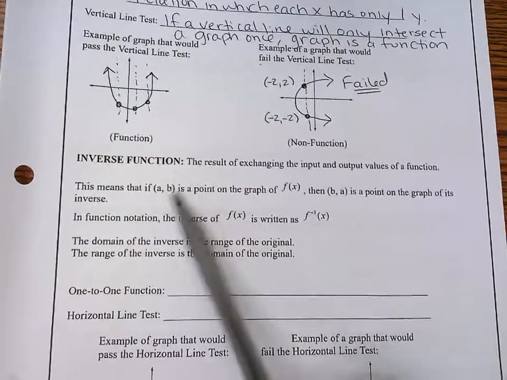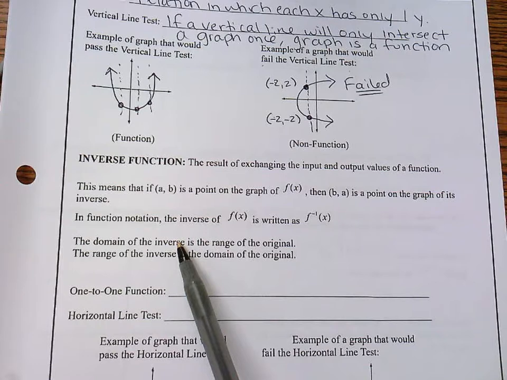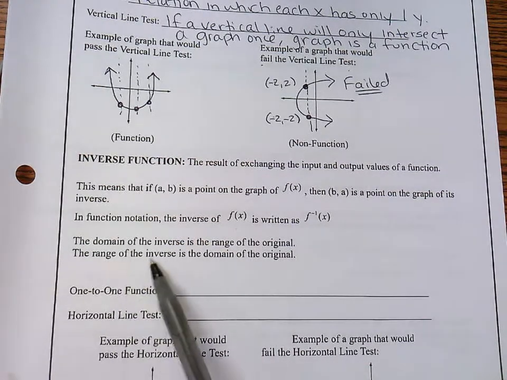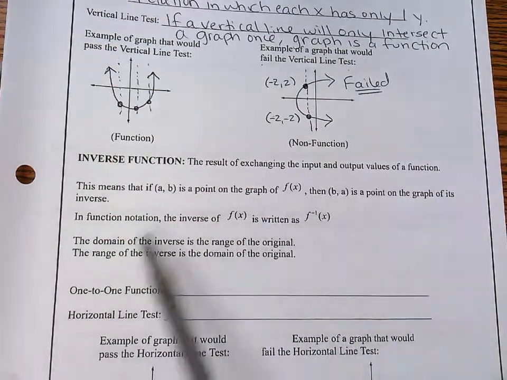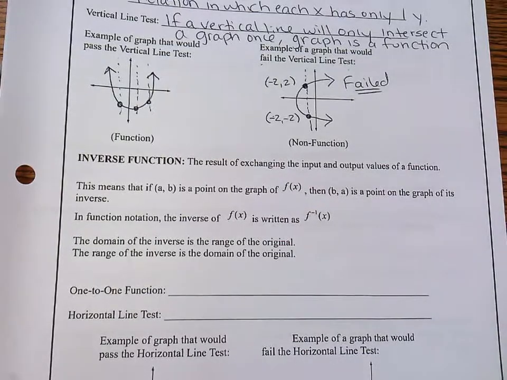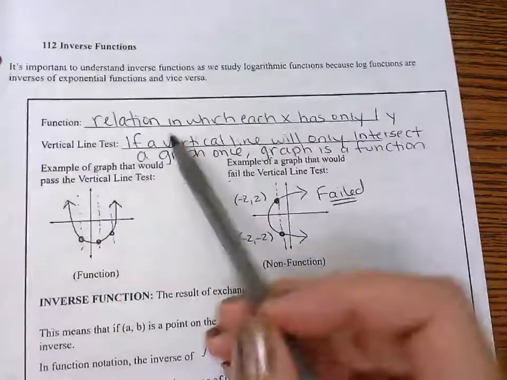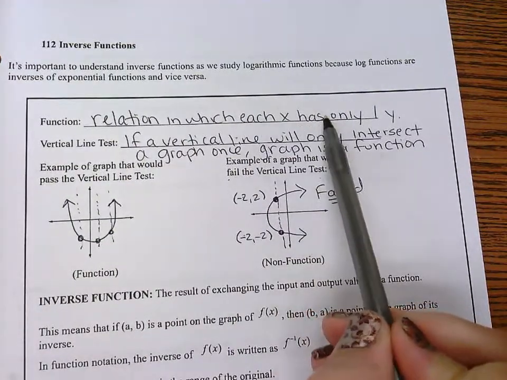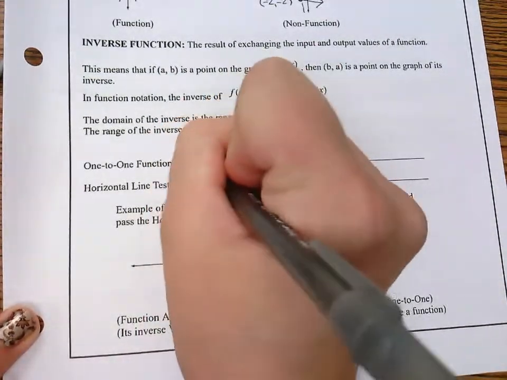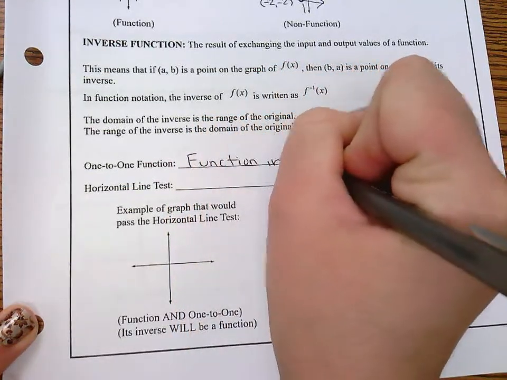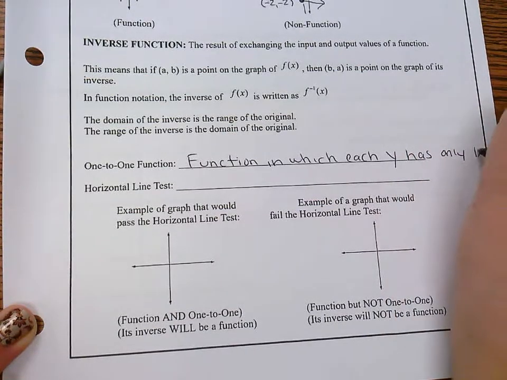If we're switching x and y, and that becomes y and x, the domain of the inverse is the range of the original, and the range of the inverse is the domain of the original. So if we're switching x's and y's, then we're just flip-flopping domain and range. That should kind of make sense. All right, so what is a one-to-one function then? It has to be a function first, where each x has only one y. A one-to-one function is a function in which each y has only one x.